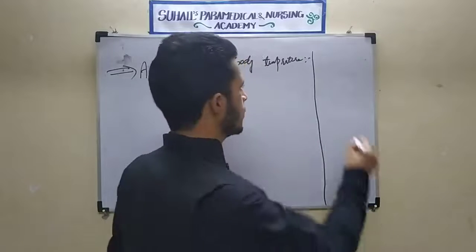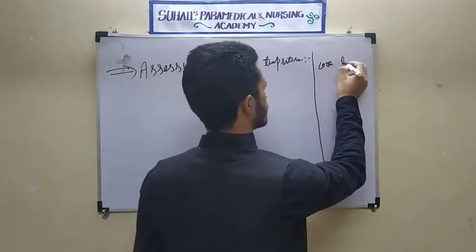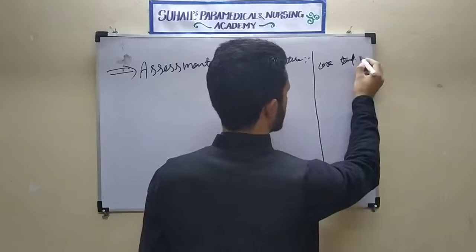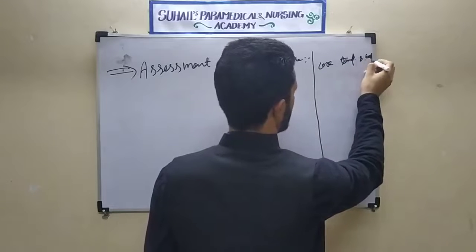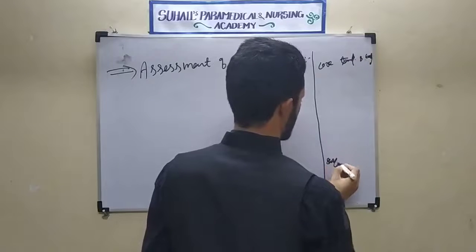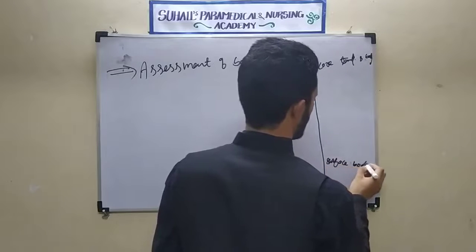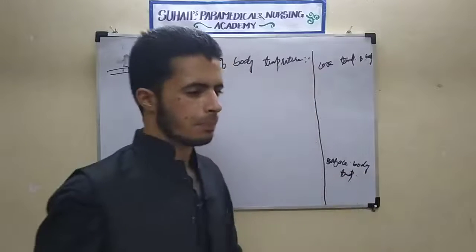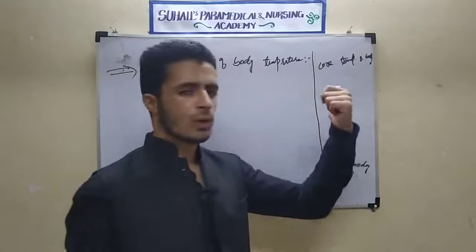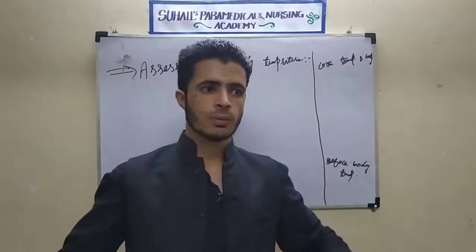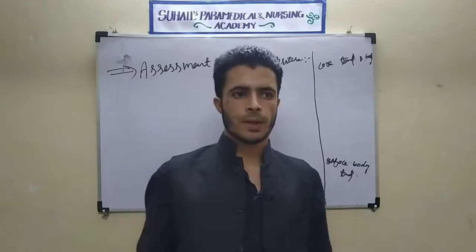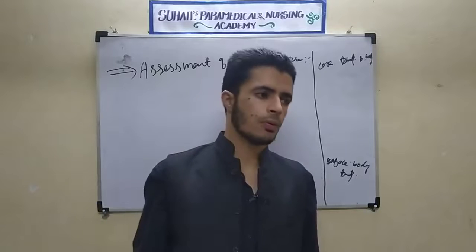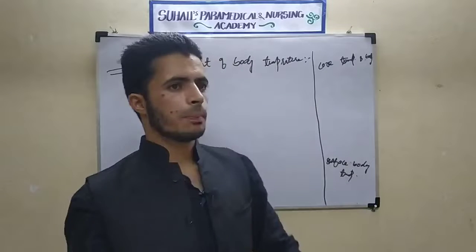What is that? One is core temperature. What is core temperature of body? Another is surface body temperature. Core body temperature, surface body temperature. Remember, these are the two important temperatures. Actually, core body temperature is the temperature that we are calculating from the deep organs of our body, the deep tissues of our body. In core body temperature, deep organs.